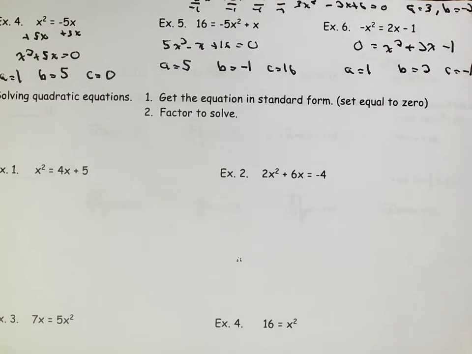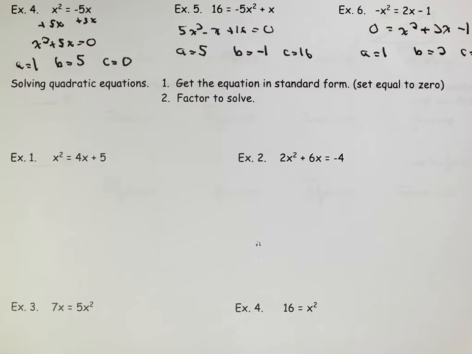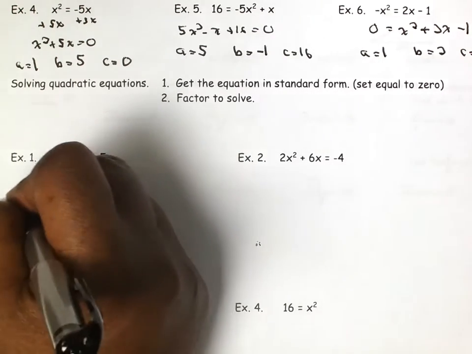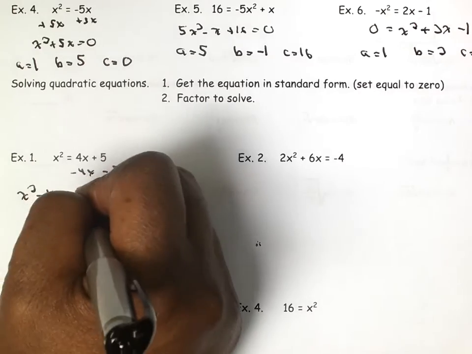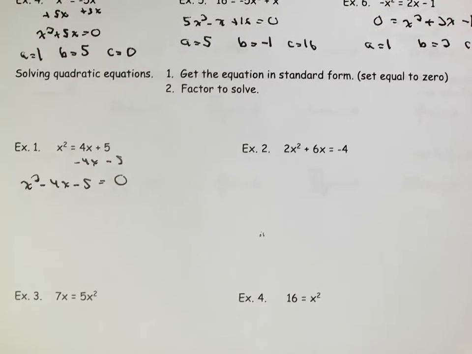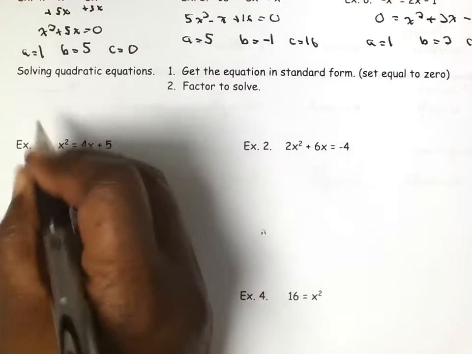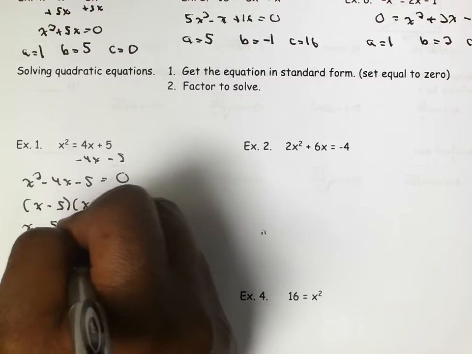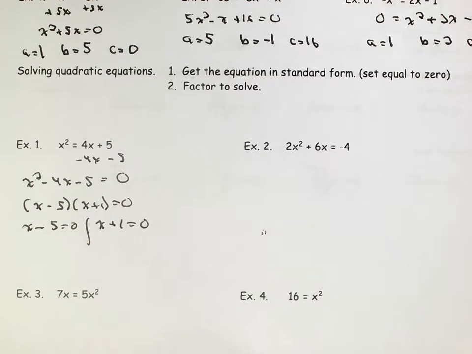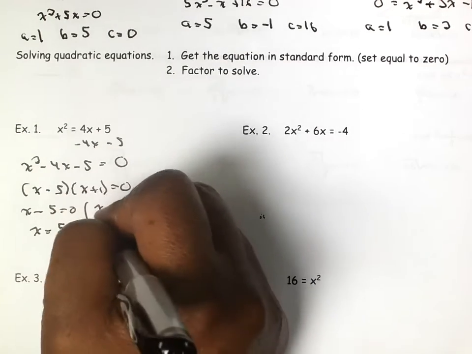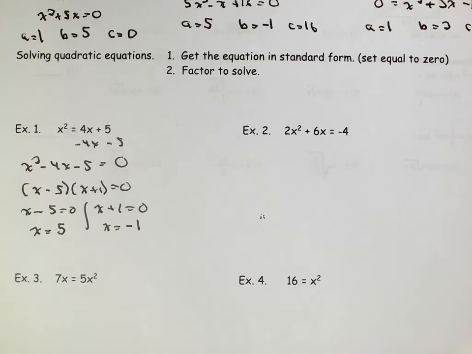So we want to solve the quadratic equation using the techniques that we learned in chapter 6. So it just has to be set equal to 0, factor it, and then take each factor and set it equal to 0. Number 1, I'm going to subtract the 4x and the 5 from both sides. And then that factors to x minus 5 times x plus 1. Then we set each of those factors equal to 0 and solve for x. So I get 5 and negative 1.